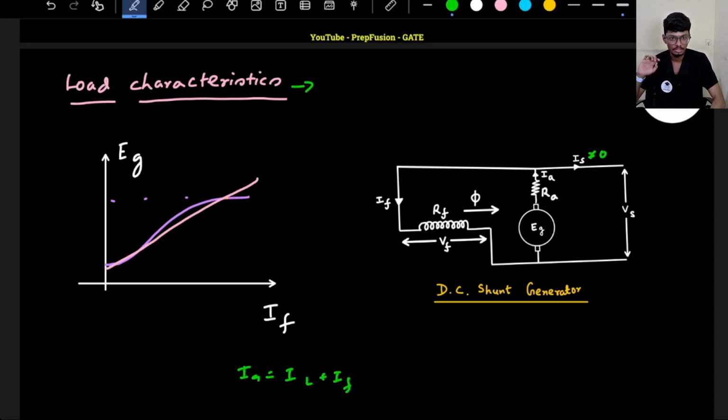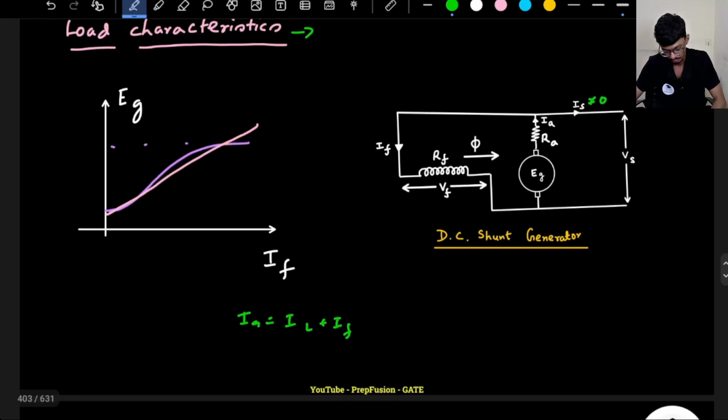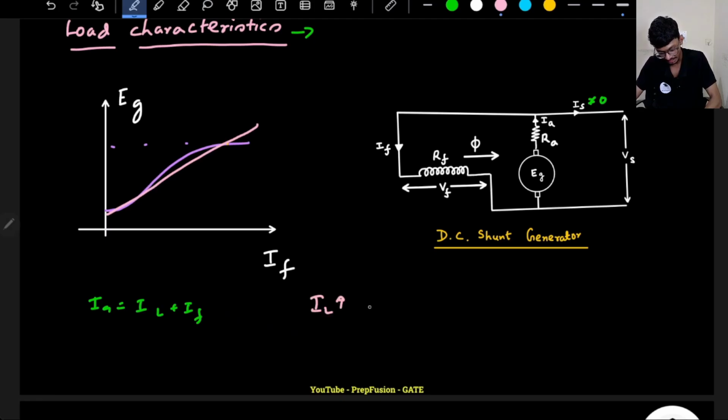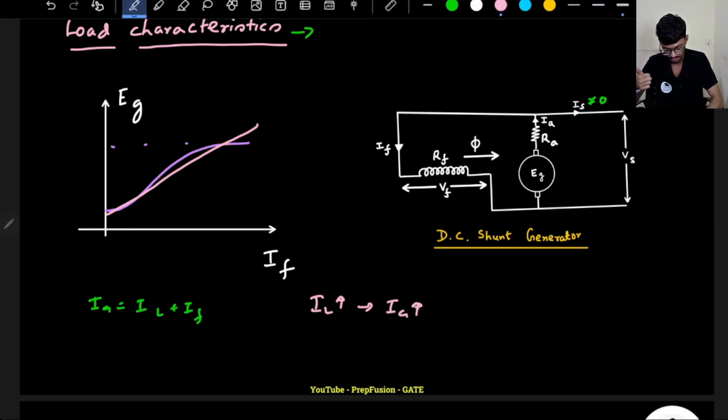Why? I will explain. Let's say the load current increases, because of course I am varying my load. If my IL is increasing, of course the armature current has to increase, otherwise who will provide that extra current? So IA has to increase. If IA increases, the armature reaction will increase, because I have increased the load. If armature reaction increases, the main field, the resultant field, will decrease.